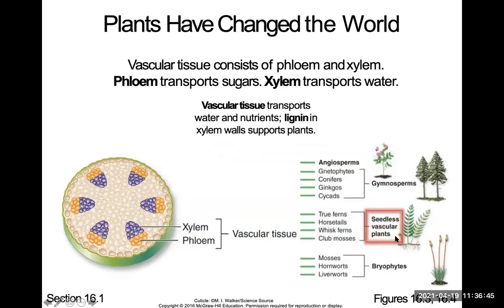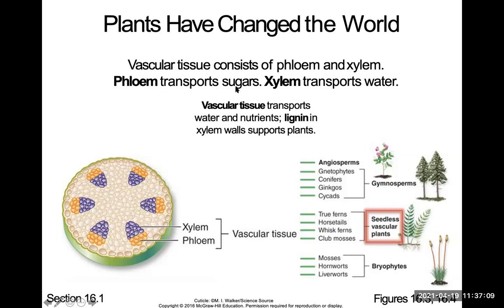So the seedless vascular plants have vascular tissue. This is your vocabulary. I want you to know what the vascular tissue is called: xylem and phloem. Xylem is on the inside, phloem is on the outside. If I give you this picture, make sure you can label it. So xylem is on the inside, phloem is on the outside.